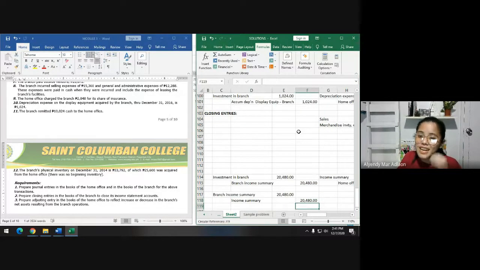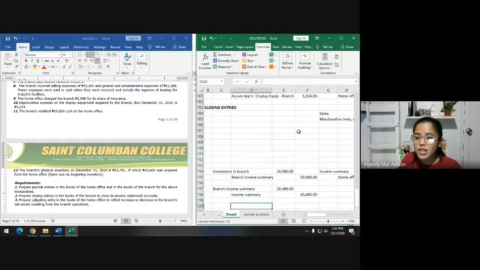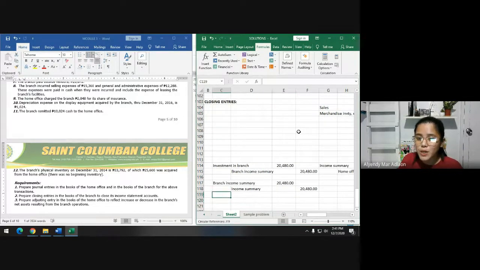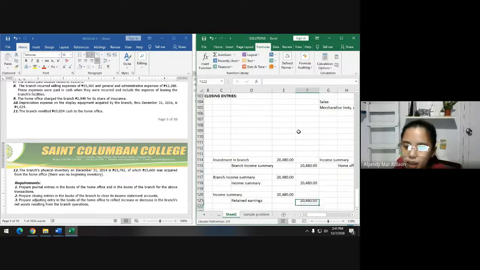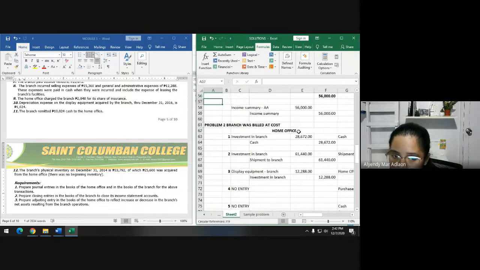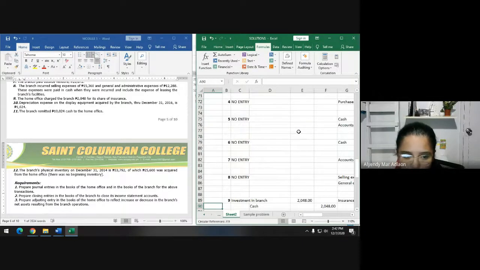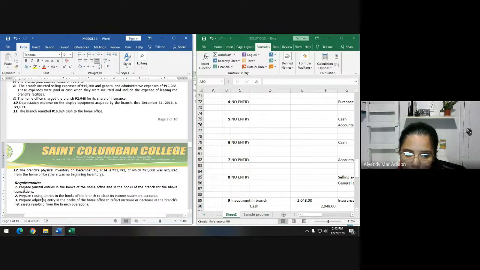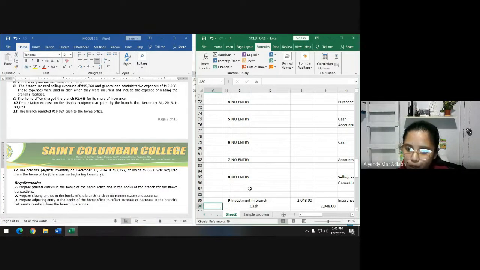Okay, of 20,480. Then sa pay last, kung sa corporation, naa tay retained earnings, so we will have to close this income summary to the retained earnings. Okay, so debit income summary and credit to retained earnings amounting to 20,480. Okay, so this is the closing entries for the branch accounting. Okay, so those are the requirements needed for this transaction.